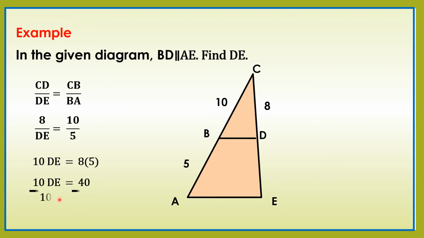Then, to solve for DE, we need to divide both sides by 10. So, we can cancel 10 now. On the left side, only DE will remain. Then, 40 divided by 10 is 4. So, this is now the measure of DE.